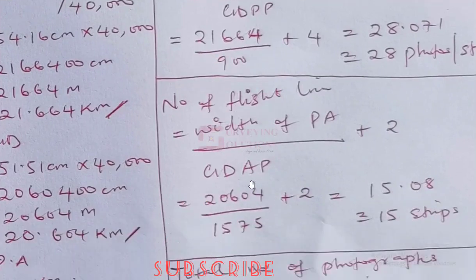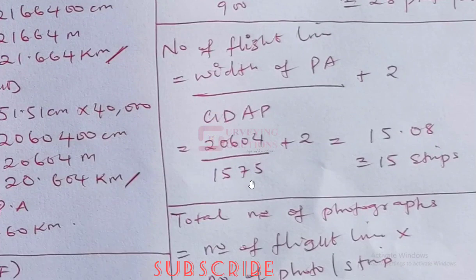right? You are going to have on this flight plan. So that's actually the width of the project area divided by the ground distance between adjacent points. The ground distance between adjacent points. So the width of the project area as we calculated earlier is 20,604 divided by the ground distance between adjacent points, which is 1575, right? Good.